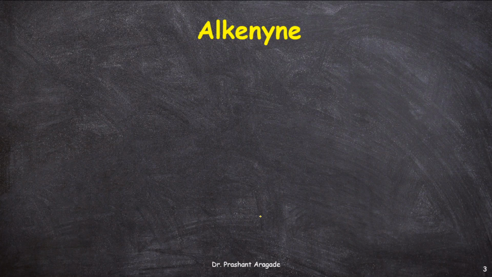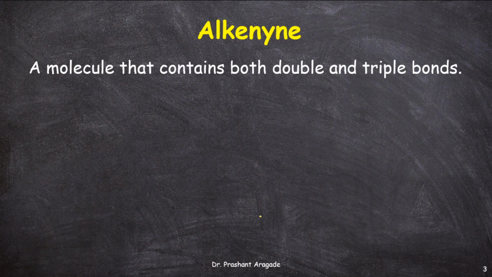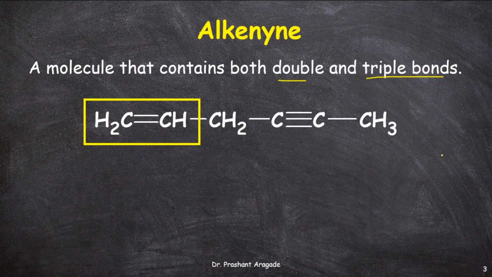But if some molecules contain both a double and a triple bond in one molecule, that compound or molecule is called an alkenyne, meaning it contains both the double bond as well as the triple bond in one molecule, like in that example.